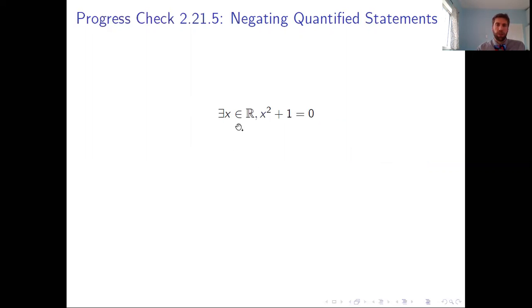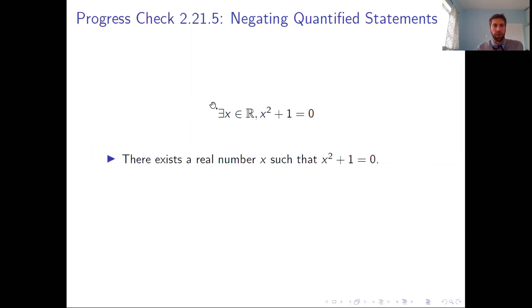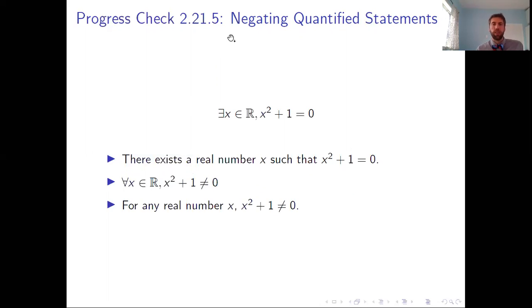So there exists an x in the real numbers such that x squared plus 1 equals 0. So in English, there exists a real number x such that x squared plus 1 equals 0. Negate it, so there exists turns into for all, and then x squared plus 1 equals 0 turns into not equal to 0. So for any real number x, x squared plus 1 is not equal to 0. That concludes part 3, which is progress check 2.21.